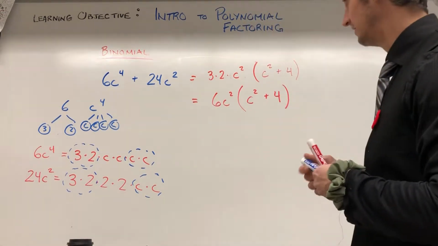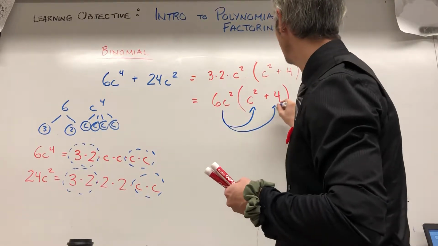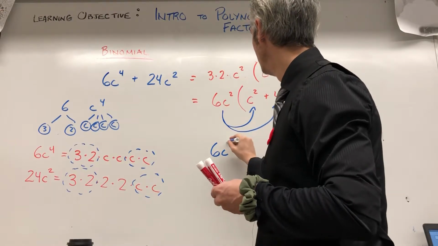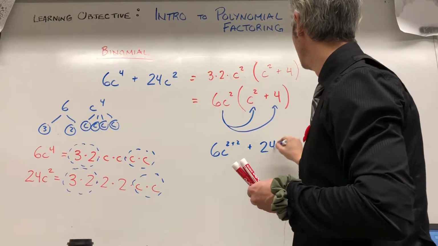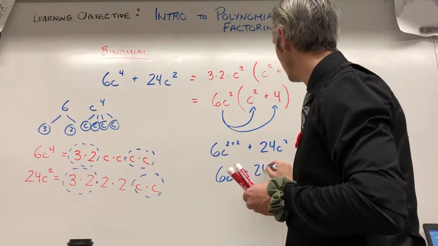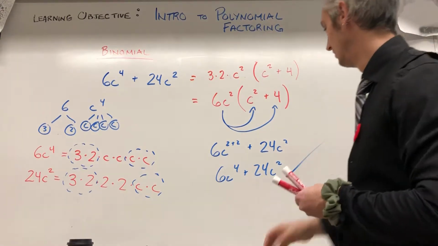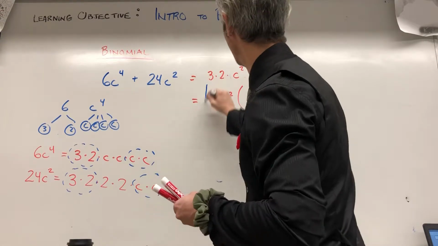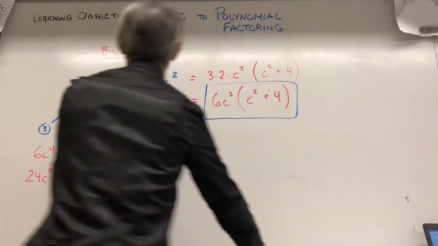Now I can check to make sure that this is right by going through and multiplying, like I've learned how to do, multiplying binomials. So 6c squared times c squared is 6c to the power of 2 plus 2, which is 4, plus 6 times 4 is 24, and times c squared. So this is 6c to the power of 4 plus 24c squared. That is right. So this is the correct answer here. This is correct, okay?